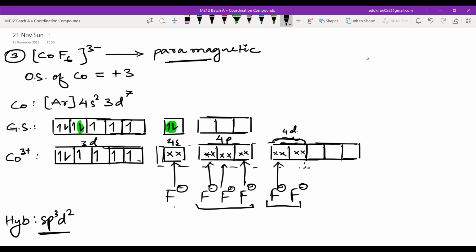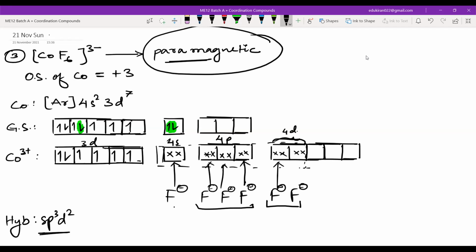So we saw an example where we had d2sp3, and then we also saw an example where we had sp3d2. But whether a complex is paramagnetic or diamagnetic doesn't depend on whether the hybridization is sp3d2 or d2sp3. It rather depends on something else that is explained in crystal field theory. This is also one of the limitations of valence bond theory: we have to know the magnetic nature, so it is not able to predict the magnetic nature.